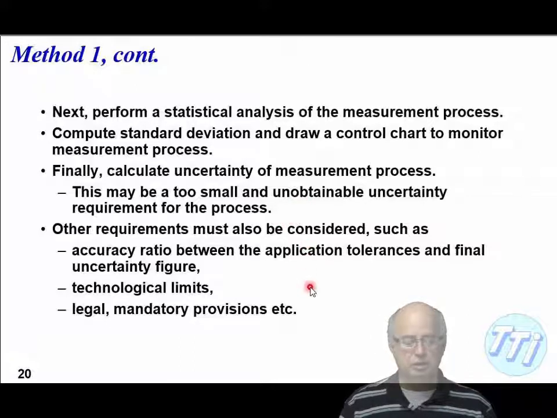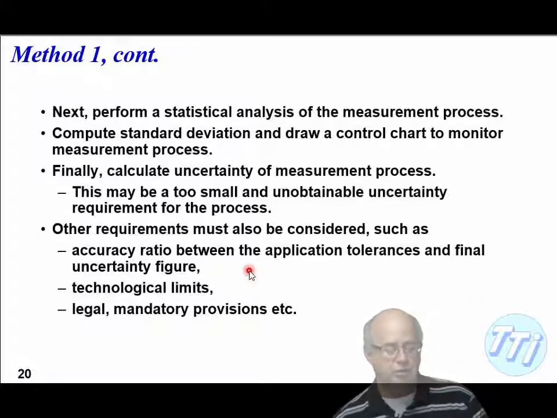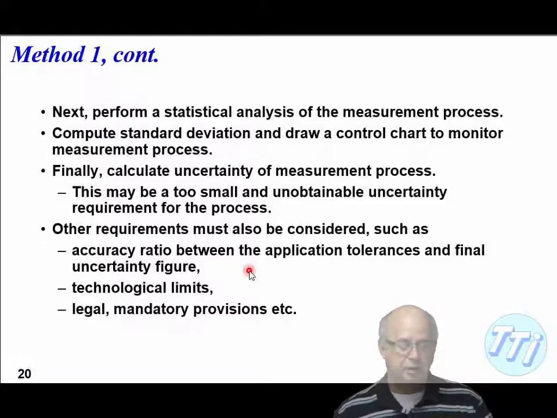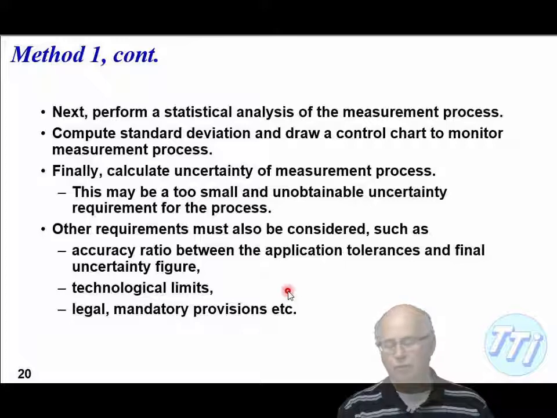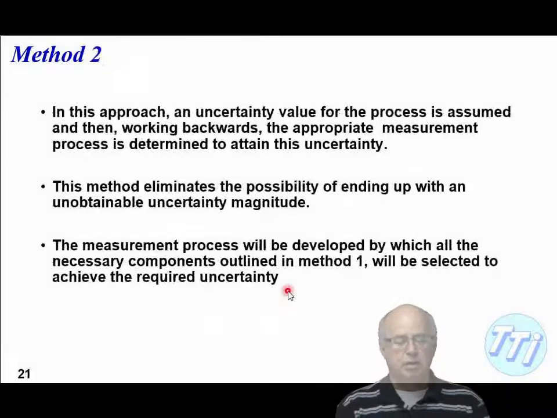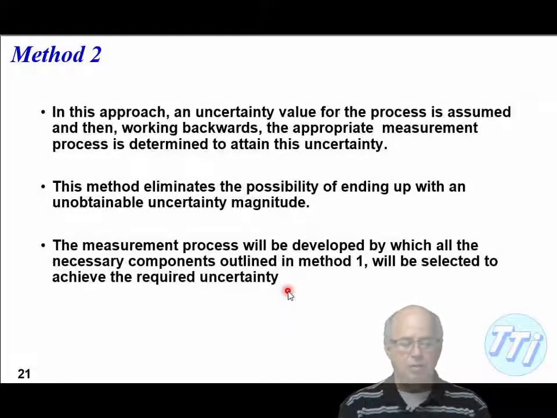We have to take into account all sorts of other issues. For example, we may want to consider the ratio between the required tolerances and the uncertainty. That's something some industries like to know. We need to know the limits of technology, and there may be some legal or other issues going on as well, which the forward method, at the end of the day, lets us decide if we've met them, but it doesn't help us choose.